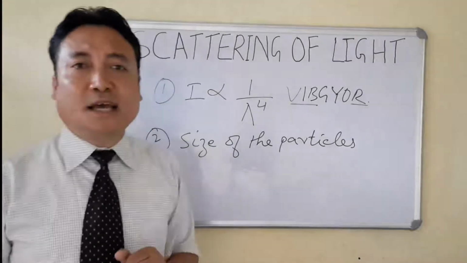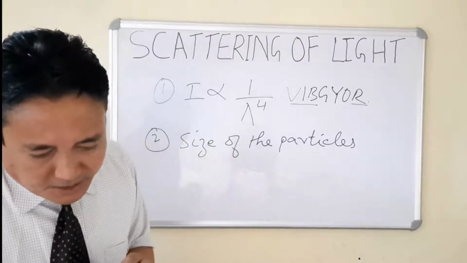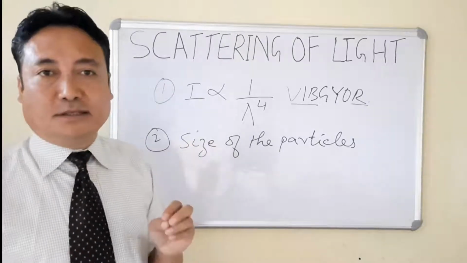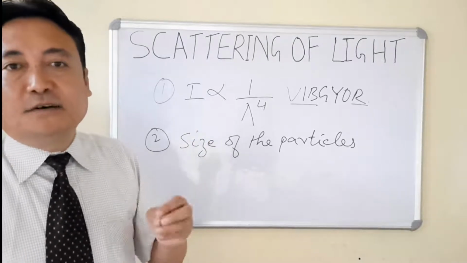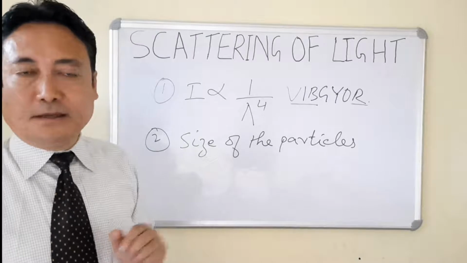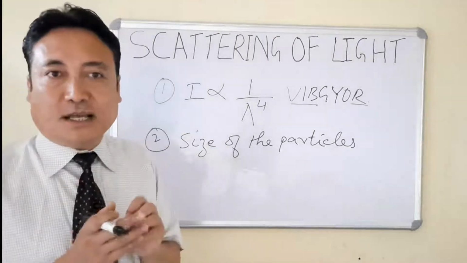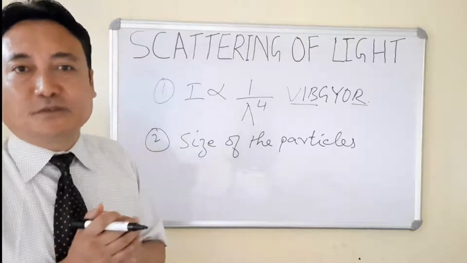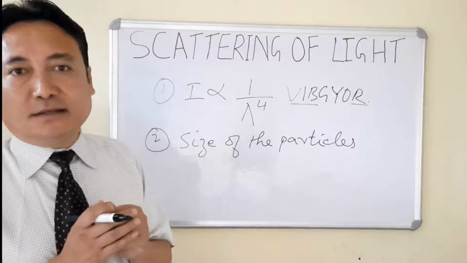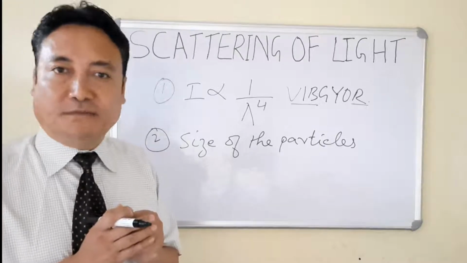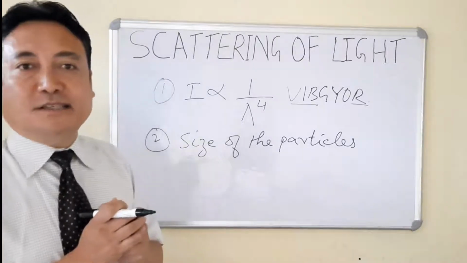The second one is the size of the particles. The particles can be bigger or smaller. If the particles are smaller, they will scatter light of shorter wavelength, and the bigger particles will scatter light of longer wavelength. So these are the factors affecting the scattering of light.